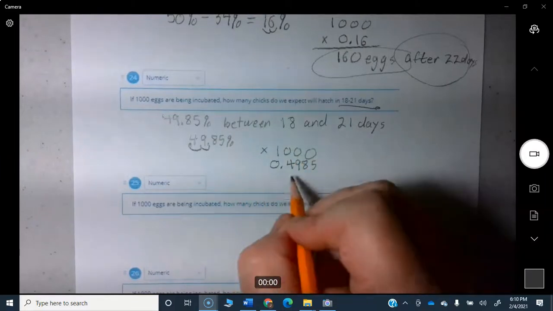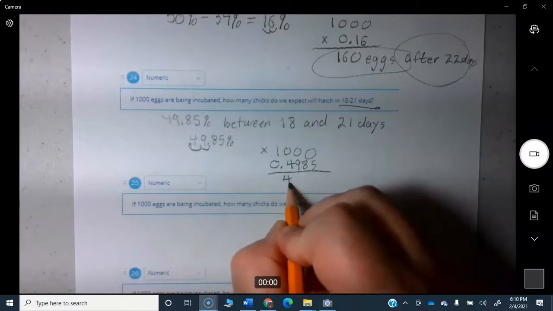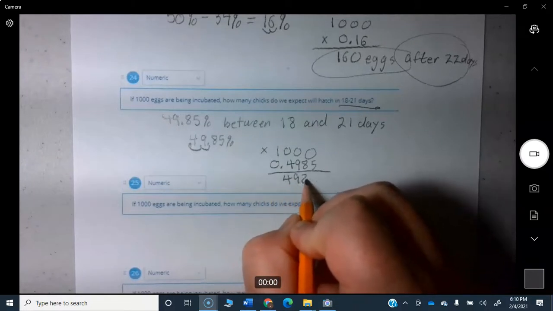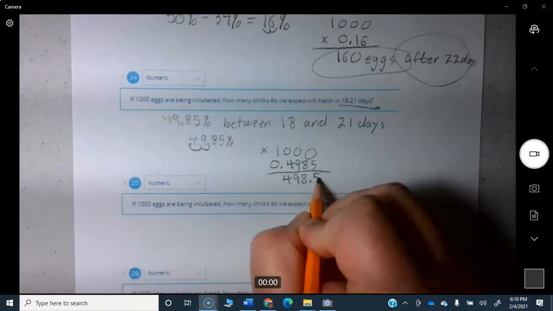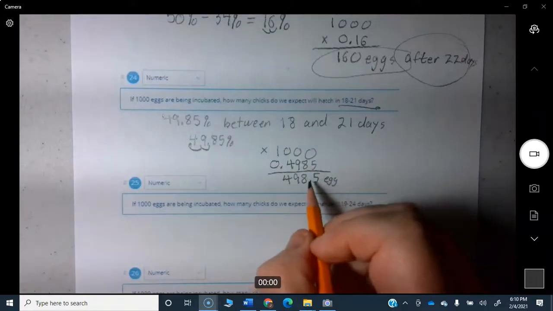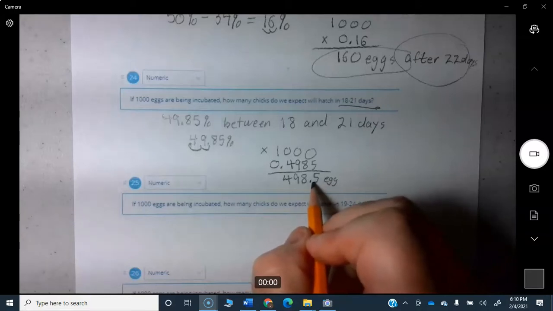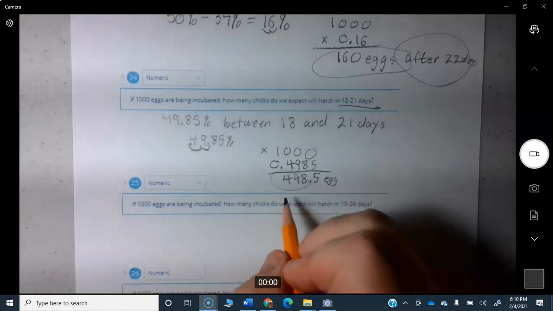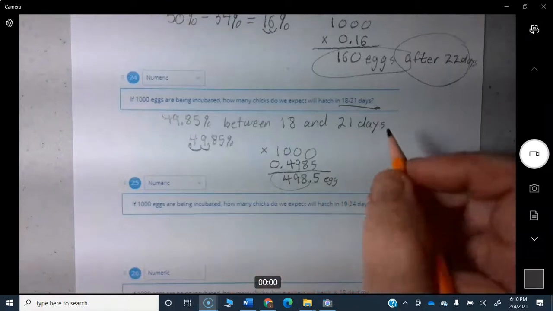Okay, and what that's going to give us is 498.5 eggs. Now, you can't have half an egg. So you would say, well, since you're not going to get all the way to 499, you only have 498 and a half, you're just going to say 498. If you left the 0.5, I don't really care.